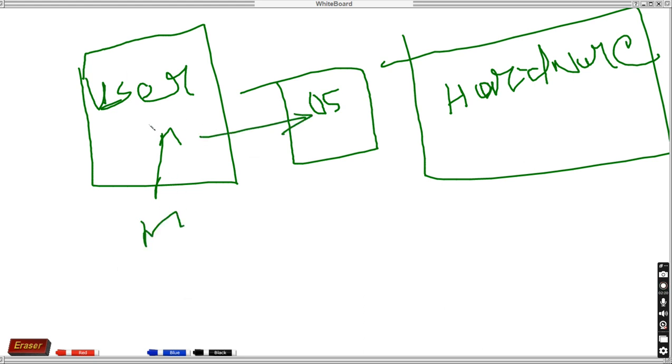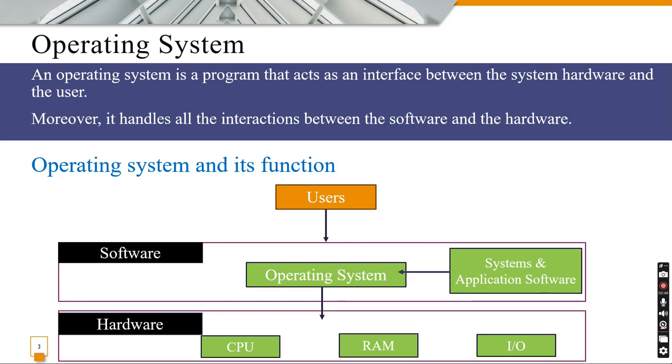The user cannot directly go through your hardware and your applications. The user needs an operating system to go through your hardware, applications, and softwares. The operating system is the most important part between the user and the hardware devices. And let's go back to the PowerPoint slides.